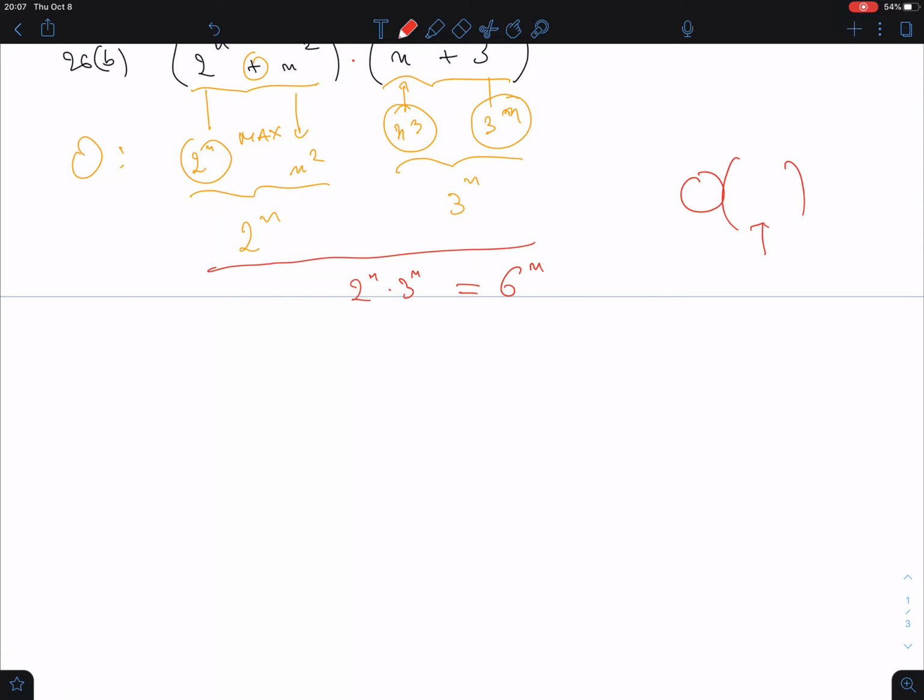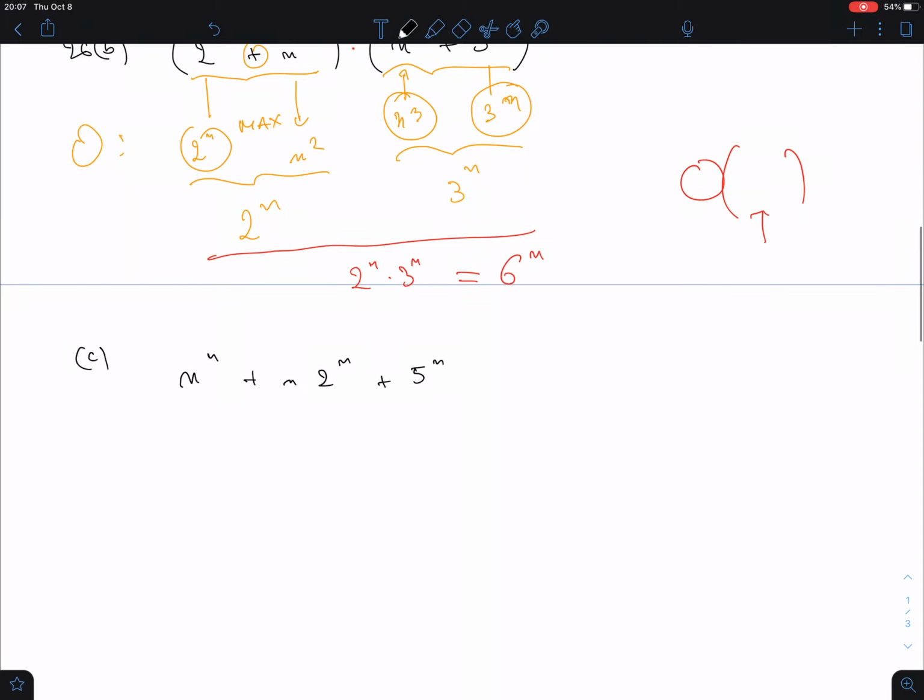Okay, and then finally C. C is perhaps a little bit over the top. n to the n plus n times 2 to the n plus 5 to the power n, and then times n factorial plus 5 to the n.